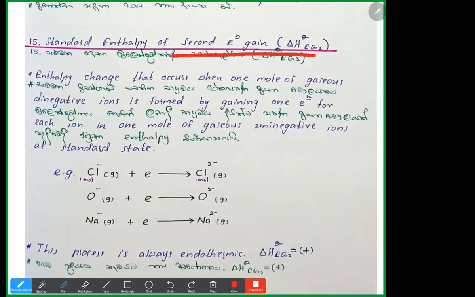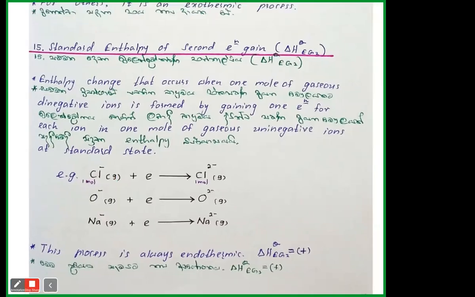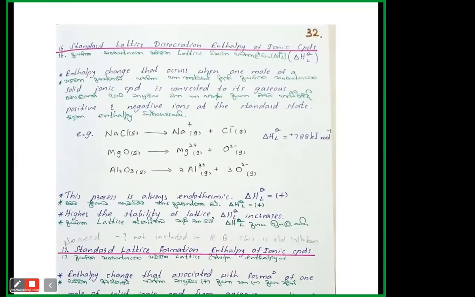Second electron gain energy, from uninegative to dinegative. Once you gain one electron, electron density is high. Gaining the second electron makes the electron repulsions greater. So the second electron gain enthalpy is always positive. To overcome repulsions, we have to provide energy.